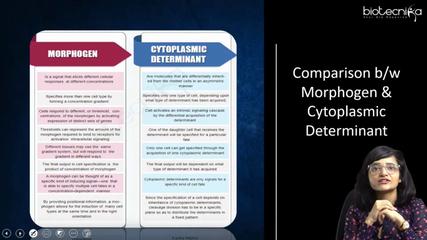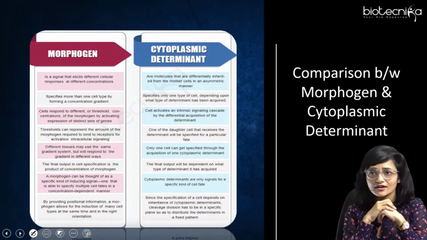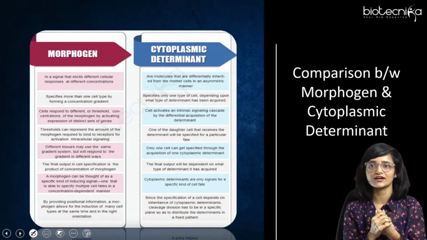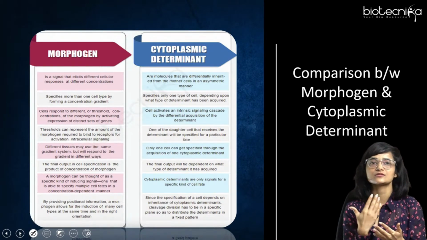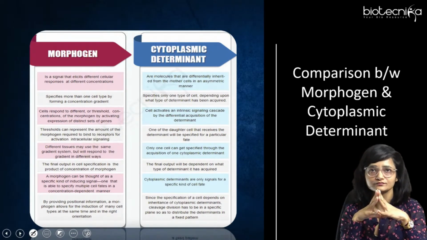Cells respond to different threshold concentrations of the morphogen by activating expression of distinct sets of genes, right? So there are sets of genes expressed due to this concentration gradient, which are responsible for producing a certain kind of response inside the cell. As a result, different parts of the cell are formed.